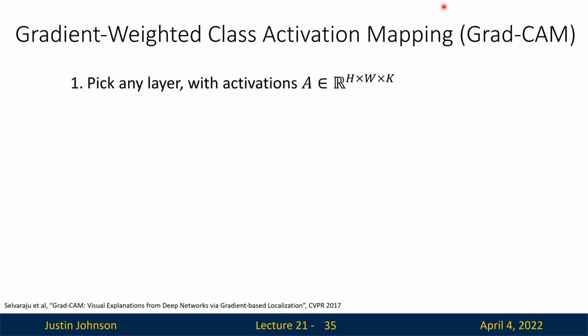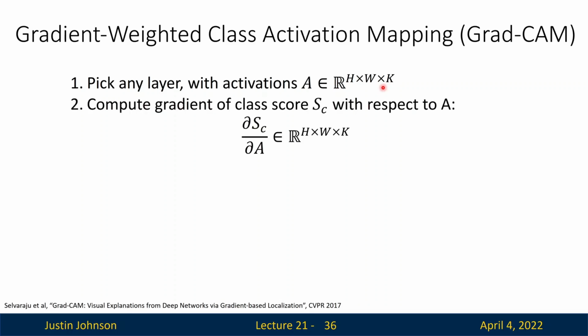One year later, another team proposed the Grad-CAM method. It can overcome the problem. How did they do it? They can pick any layer, and the activation, meaning the output result of the layer, is H times W times K dimension. Because we know how to compute a gradient by backpropagation, for a class score we can compute its backpropagation gradient with respect to the activation.